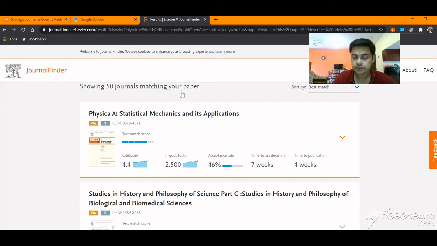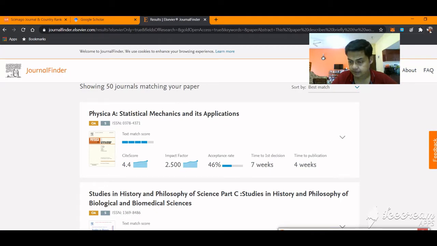Cite score is very important. So there are some important points here. Let me just put some important pointers here. I'll take a draw, I'll just use a color here, red color, and let me put a pencil. Yeah. So these are the important parameters. What are the important parameters? The impact factor, the acceptance rate, and the time to first decision. The time to first decision is 7 weeks in this paper, which is pretty fast, and the impact factor is 2.5, which is again good.